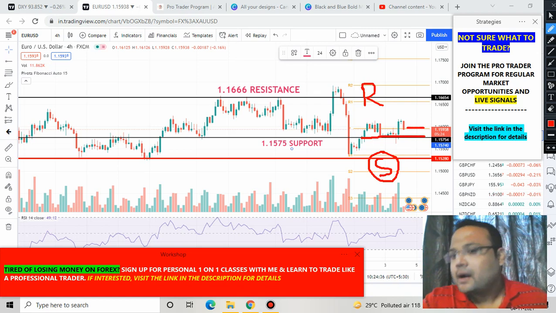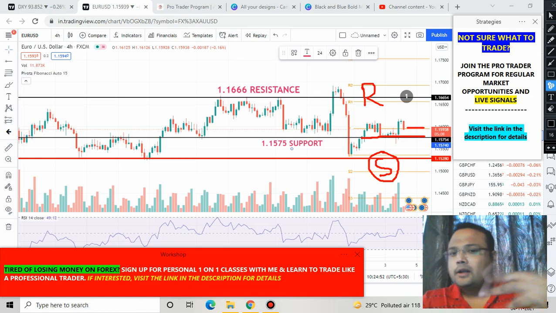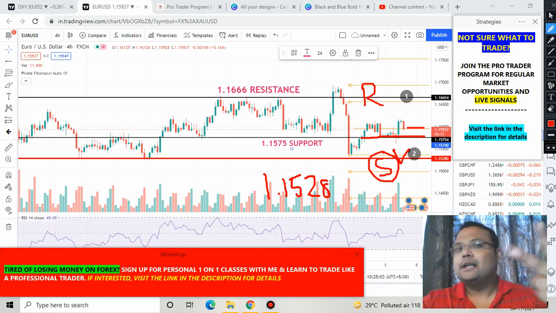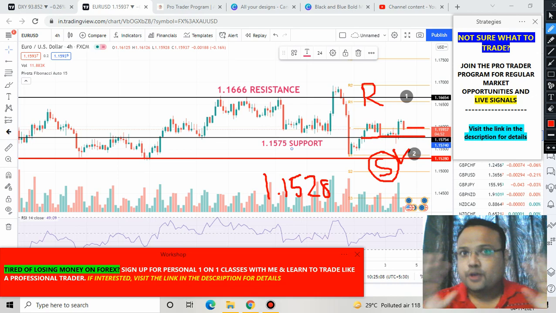At first let me tell you the safest trading opportunity in this chart. If the market goes up from here and reverses from the level of 1.1666 or 1.1670, this resistance level, you can go for a sell. On the other hand, if the market comes down and bounces from the support level of 1.1528, you can go for a buy. These are the two safest trading levels on the chart of Euro USD.